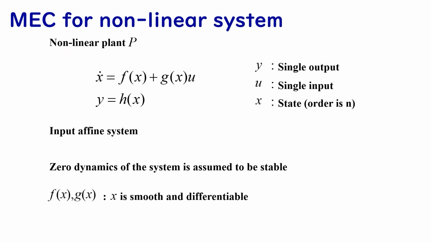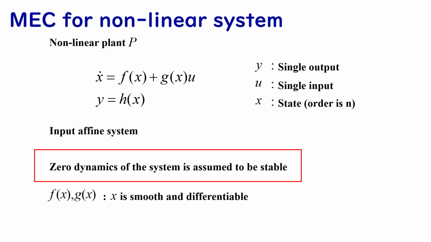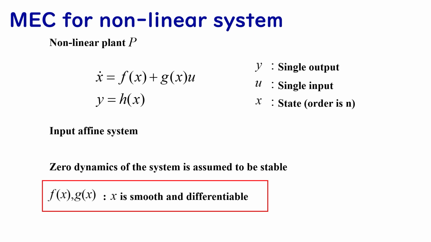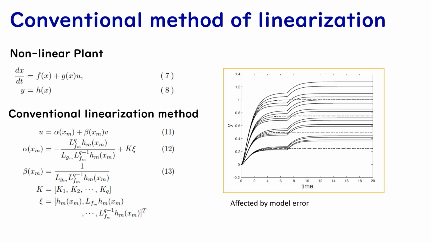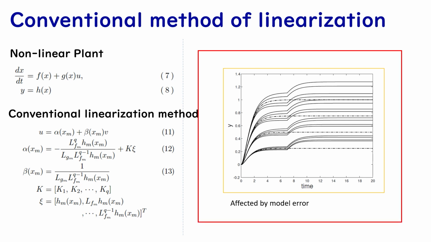Then, the model error compensator for nonlinear systems is introduced. The nonlinear plant is given like this. We can find this system is an input-affine system. We assume that zero dynamics is stable and F and G are smooth and differentiable. This slide shows a case of the conventional linearization method. When there exists no model error, we can achieve a linear system by this feedback controller. On the other hand, if there exists model error, this method does not work well.